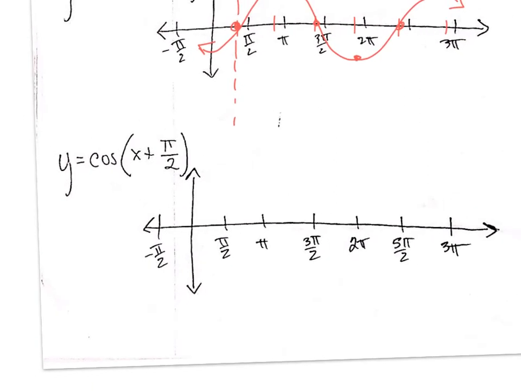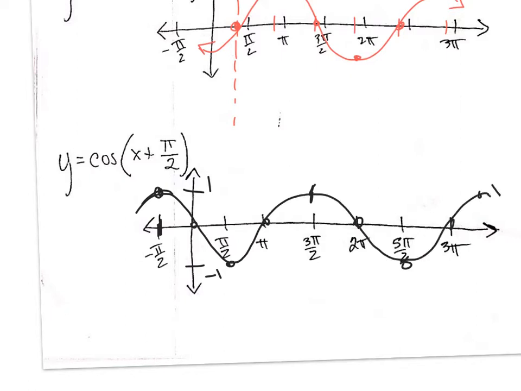Here we have a cosine graph, so cosine starts at the top, and it's x plus pi over 2, so we're going to move it to the left by pi over 2. So we know that we're starting over here. Here's our 1, here's our -1. So it starts up at the top. It's going to go top, middle, down, middle, top, middle, down, middle, top, etc. Like that. Okay, so that's the cosine graph shifted to the left by pi over 2.